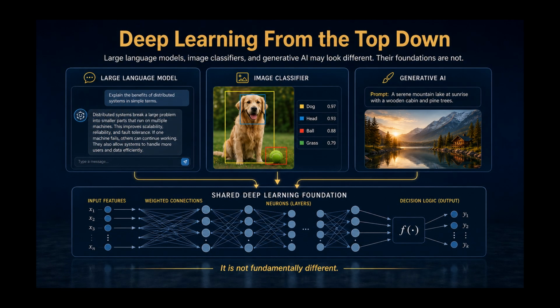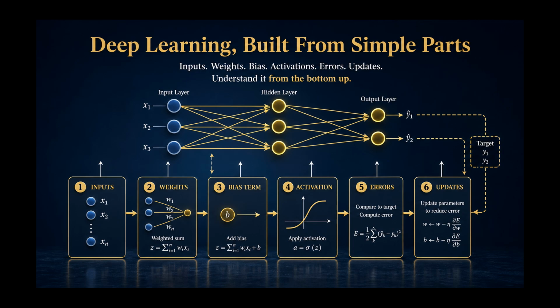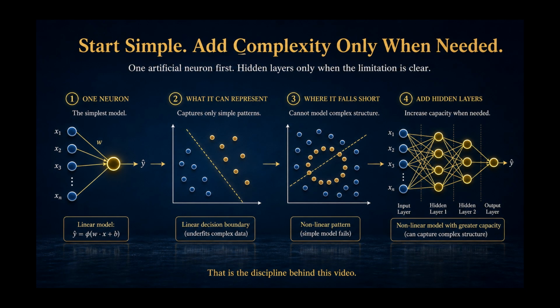Many practitioners encounter deep learning from the top down. Large language models, image classifiers, generative AI systems, and impressive demos. They see the output and assume the mechanism is fundamentally different from the machine learning tools already covered. It is not. Deep learning is built from simple parts: inputs, weights, bias terms, activation functions, errors, and updates. The right way to understand it is from the bottom up.